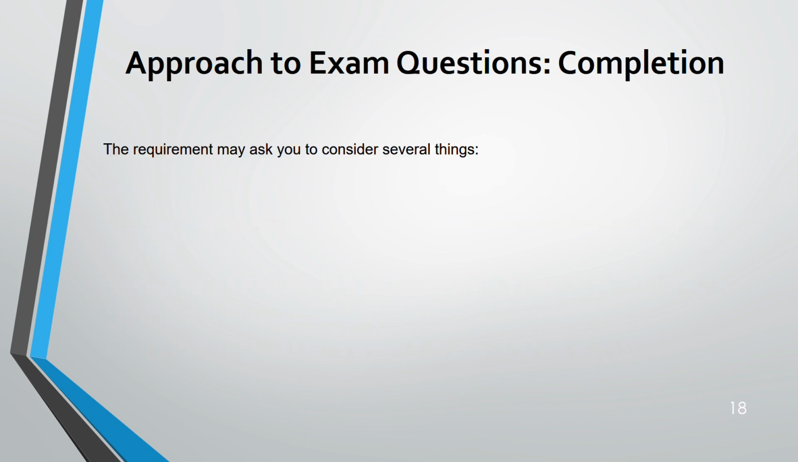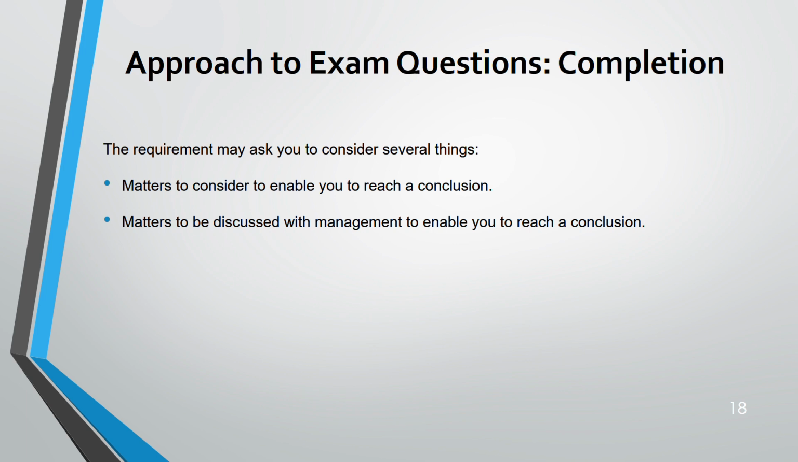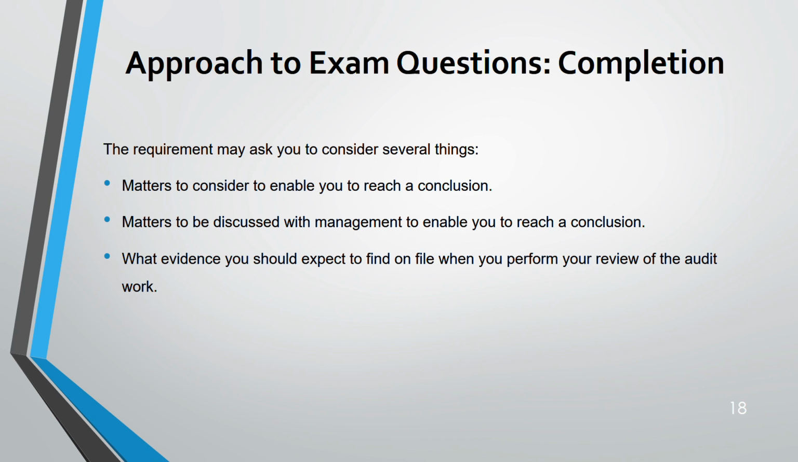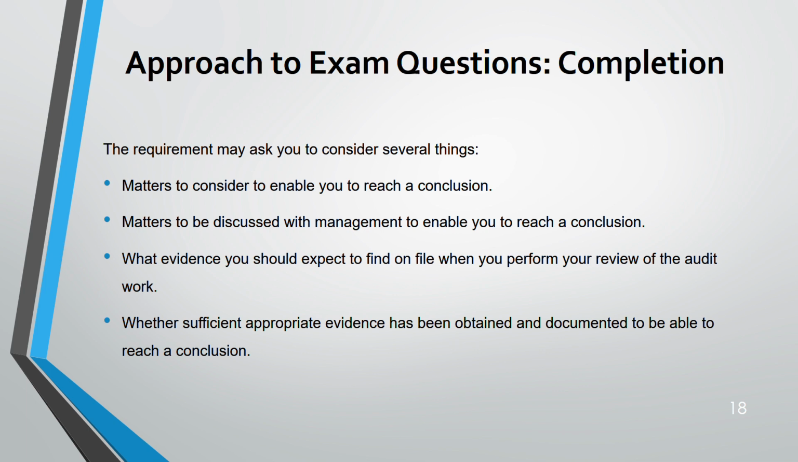Okay, now we'll see. Requirement may ask you to consider several things. One could be matters to consider to enable you to reach a conclusion. Next is matters to be discussed with the management. Third, what evidence you expect to file on the audit file. Okay. Then whether sufficient appropriate evidence has been obtained and documented. Further procedures that should be performed to reach a conclusion. So basically all these procedures that need to be done to reach a conclusion. It could be anything. Matters to be considered with management, evidence that you expect to be filed. Okay, things like that. Now we'll explain in detail few of the points from here.